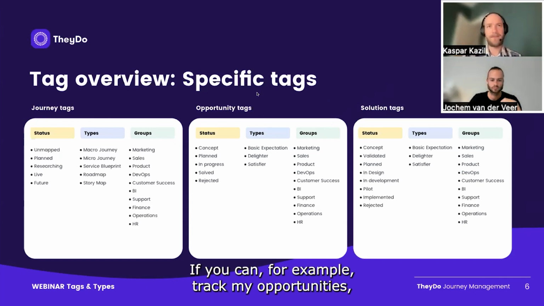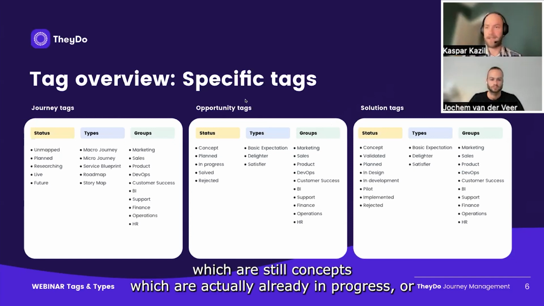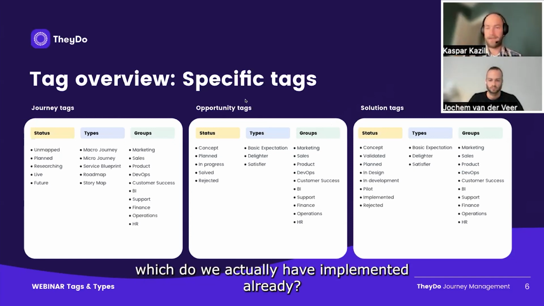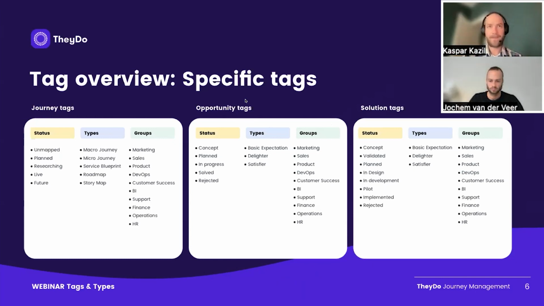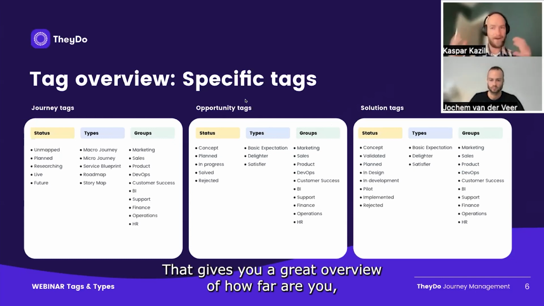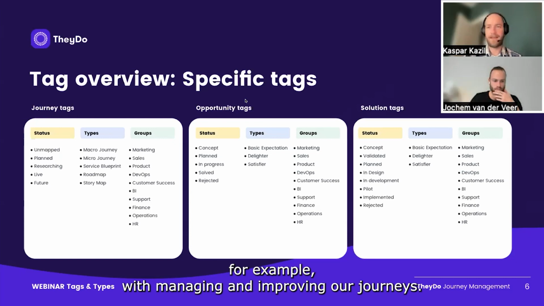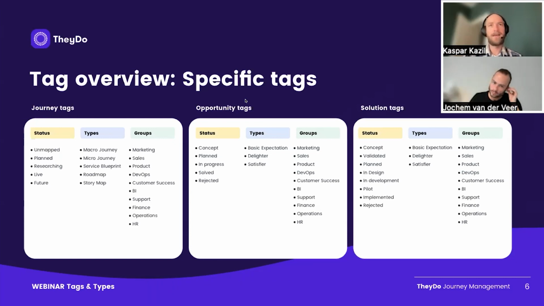If you can, for example, track my opportunities, like which are still concepts, which are actually already in progress, or which do we actually have implemented already. That gives you a great overview of how far are we, for example, with managing and improving our journeys. So just an example there. These are the specific tags.